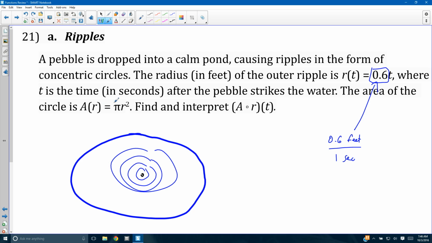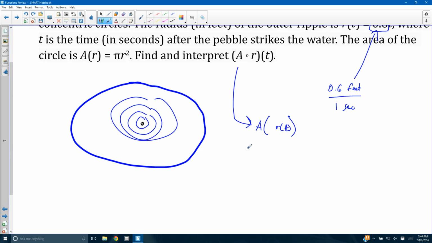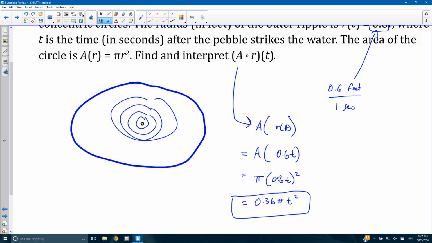And they said the area of the circle is pi r squared, which is as area normally is. And they say find and interpret A of r of t. So A of r of t is just saying that I can find the area just by substituting in time. Let me show you what I mean here. We're going to take A of r of t, which is pi r squared, which is 0.36 times pi t squared, like so. Okay? So that is A of r of t, once again.